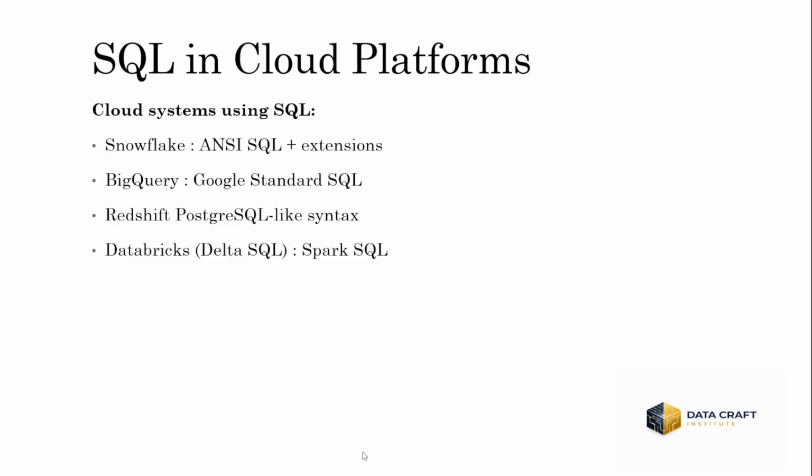So, SQL in cloud platforms. Cloud platforms like Snowflake, BigQuery, Redshift, and Databricks use SQL as their primary interface for querying massive data sets. Each uses its own version of SQL. Snowflake uses ANSI SQL, BigQuery has Google Standard SQL, Redshift uses Postgres-like syntax, and Databricks uses Spark SQL. Okay, when we learn across these tools, we will see how we can use them.